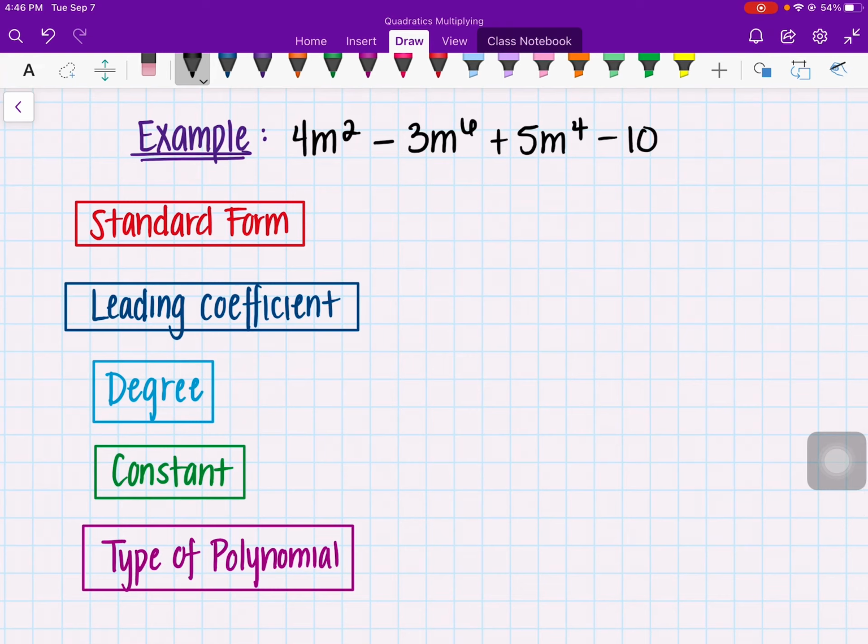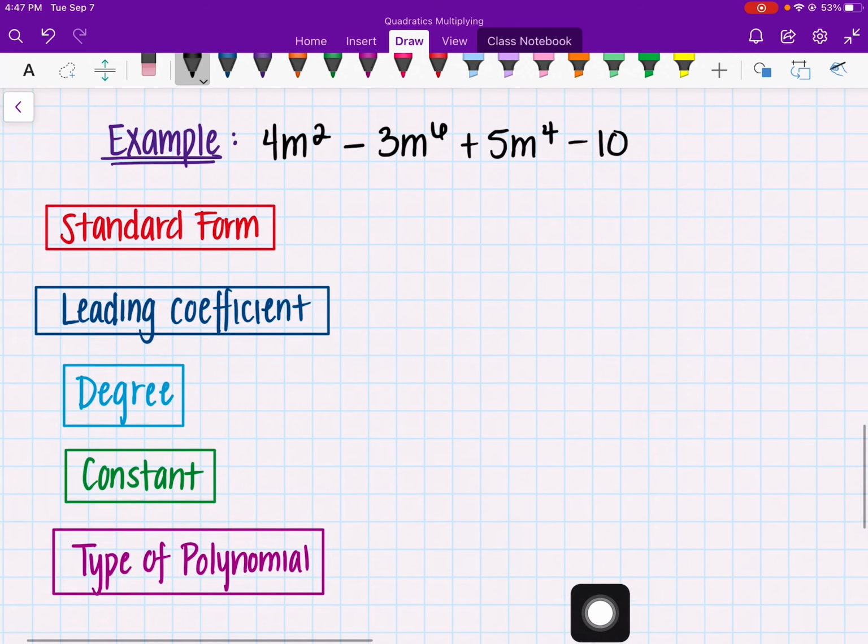And in this case, make sure you guys complete this on your own. Let's go ahead and complete this one on your own. Go ahead and write it in standard form, leading coefficient, degree, constant, and the type of polynomial.